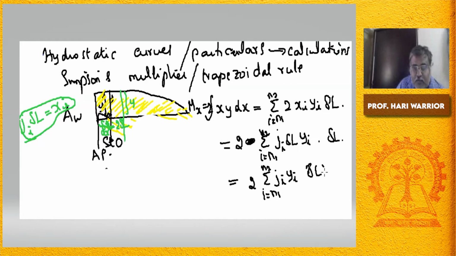Alpha I also should be there. Ji, Yi, delta L is all there, but alpha I also should be there. You are absolutely right. The Simpson's multiplier should be put there. I forgot that. Here also you should put alpha I. Yes, the summation will include a Simpson's multiplier in addition to these terms. So this comes as alpha I, ji, yi. So this is the expression for mx.